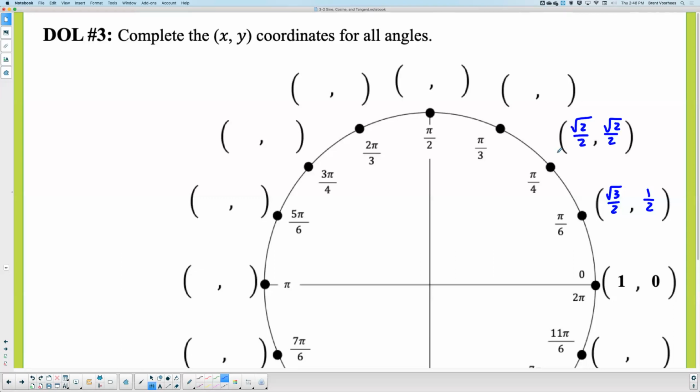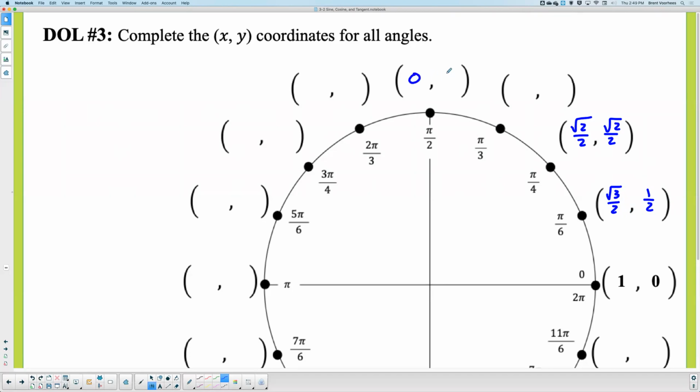Square root 2 over 2. Good. Do you see how this works? Okay, skip over. I'm going to skip this one for a moment, let you fill it in. What would this point be right here? I'll give you a hint. It's straight up, and this circle has a radius of 1. Would it be (1, 0) or (0, 1)?